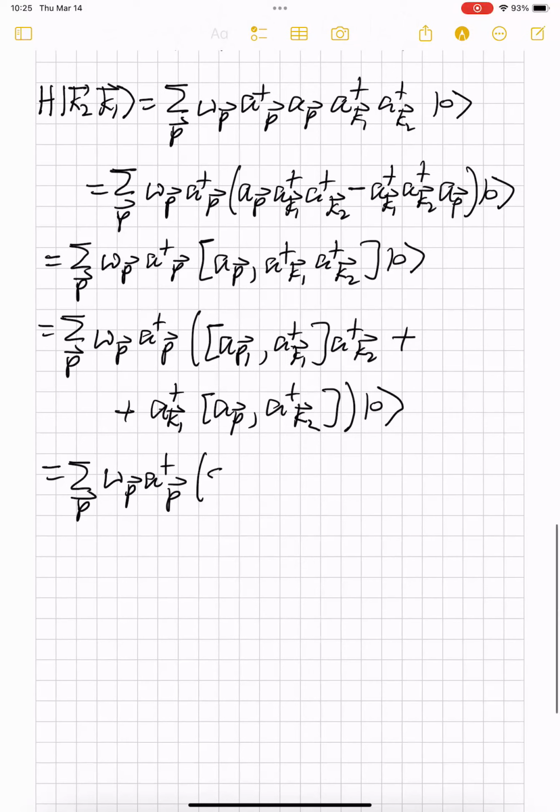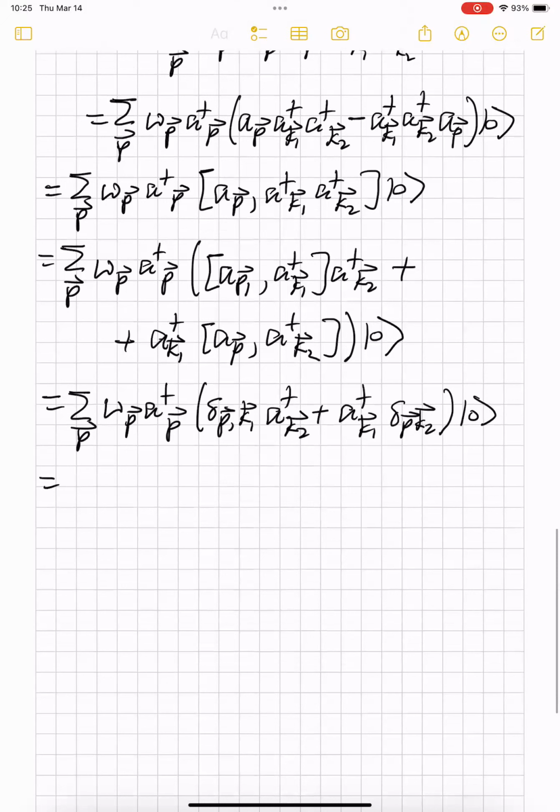That commutator is a delta P1, K1. We've got a dagger K2 plus, and we'll have a dagger of K1, and that commutator is delta P K2, naught. And again, these delta functions allow us to do the sums. So for the first term here, we only get a contribution when P is equal to K1. So we get omega K1, a dagger K1, then we've still got the a dagger K2 and the vacuum plus.